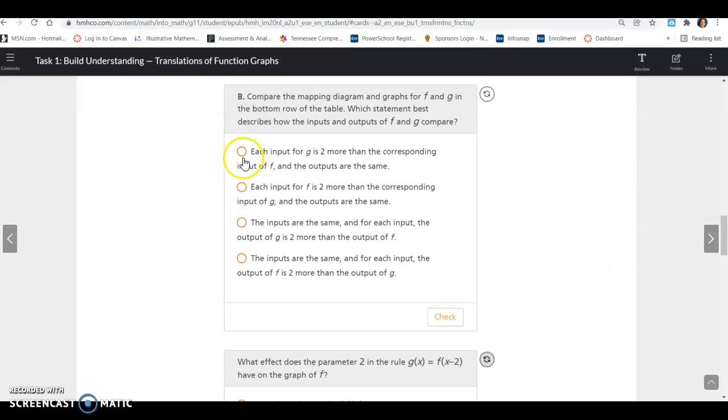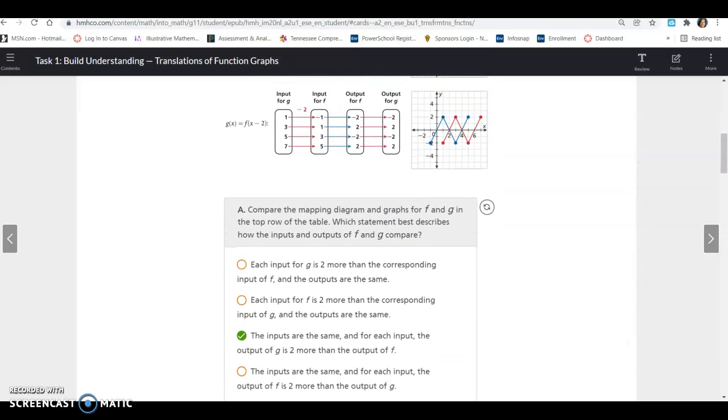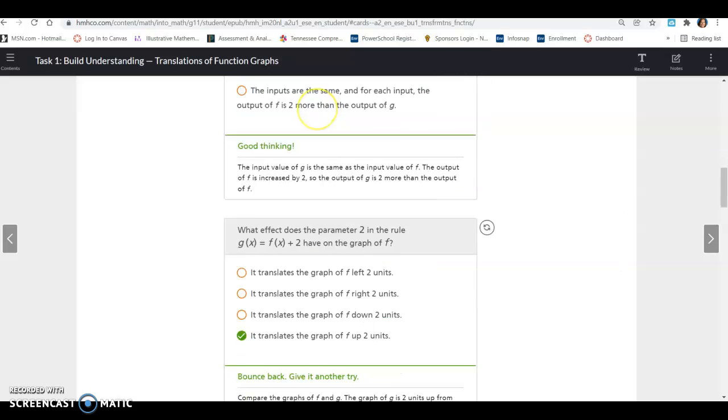All right, so this one says for each input of g is 2 more than the corresponding input of f, and the outputs are the same. All right, each input of f is 2 more than the corresponding inputs of g, and the outputs are the same. All right, so is it g or f? All right, so the input of g is 2 more than f.